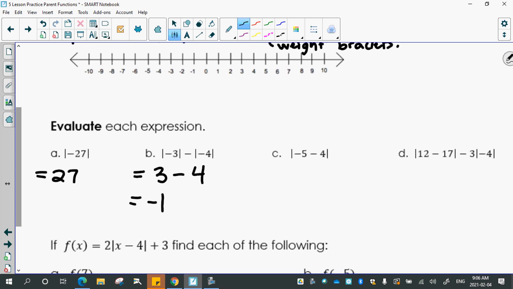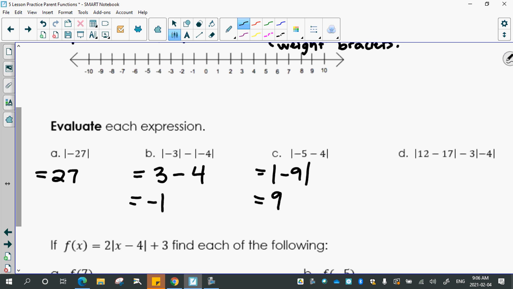So we did the brackets first, okay? In this case, we're still going to do the brackets first, but in order to do these absolute value bars, I have to do what's inside first, okay? So I still have my absolute value bar, because I haven't taken the absolute value yet. -5 minus 4 is -9. Now I'm going to take the absolute value of -9, and it gives me 9, okay?